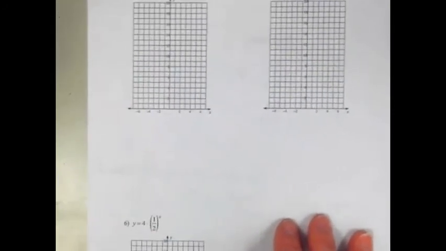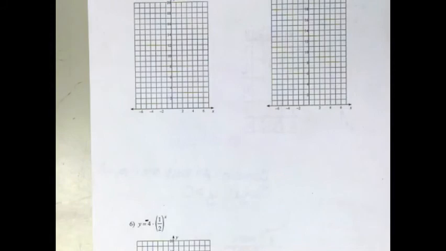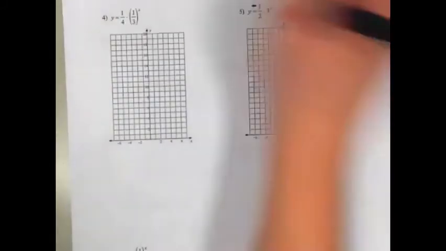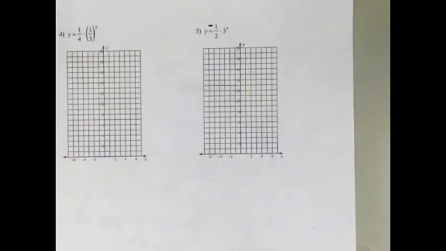All right, let's flip this over, and I'm going to change a couple of these. I want to change number 6 to a -4 in the beginning. And we'll do number 5 and make that a -1/2. Okay, so we're going to do 5 and 6, and then I'll let you guys work.